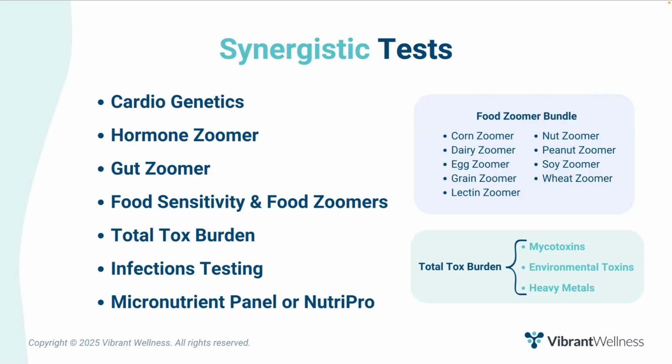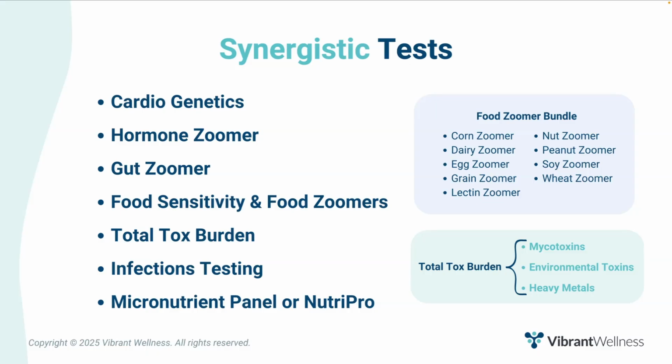Therefore, in addition to the CardioZoomer, consider the cardiogenetics test, which evaluates key genetic variants, i.e. SNPs, involved in cholesterol metabolism, blood pressure regulation, inflammation, blood clotting, and drug response, providing actionable precision medicine insights for personalized prevention, early intervention, and lifelong heart health. Also, the hormone zoomer to assess urinary hormone levels, metabolites, and endocrine disruptors to help identify root causes of fatigue, weight changes, mood shifts, and poor response to treatment.